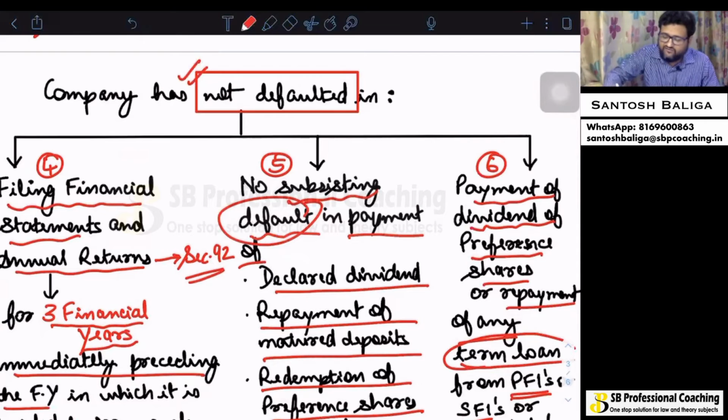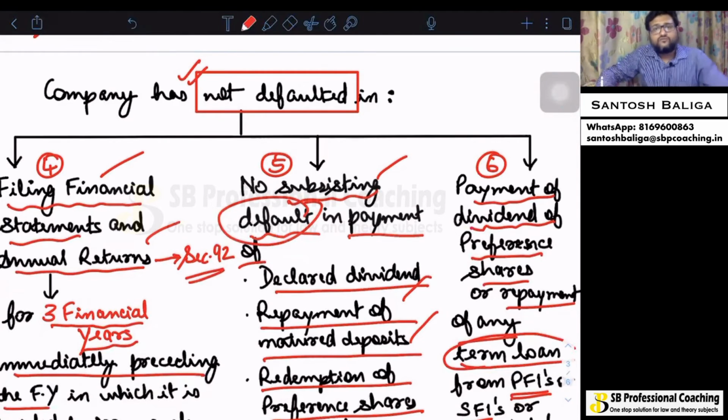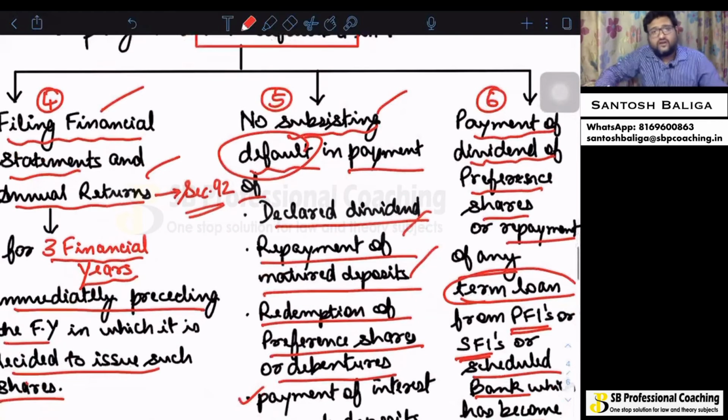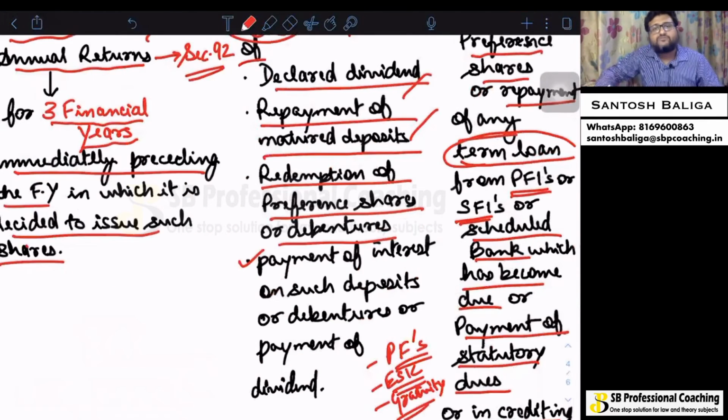What are these matters? Filing of financial statements, annual returns, any subsisting default in terms of declared dividend, repayment of matured deposits, redemption of preference shares, redemption of debentures, any interest on it, payment of dividend on preference shares, or repayment of any term loan which is due, taken from a public financial institution, state level financial institution, or any scheduled bank, or the company defaults in making payment of statutory dues in terms of crediting the amount to the IEPF account. Okay, this part is clear.